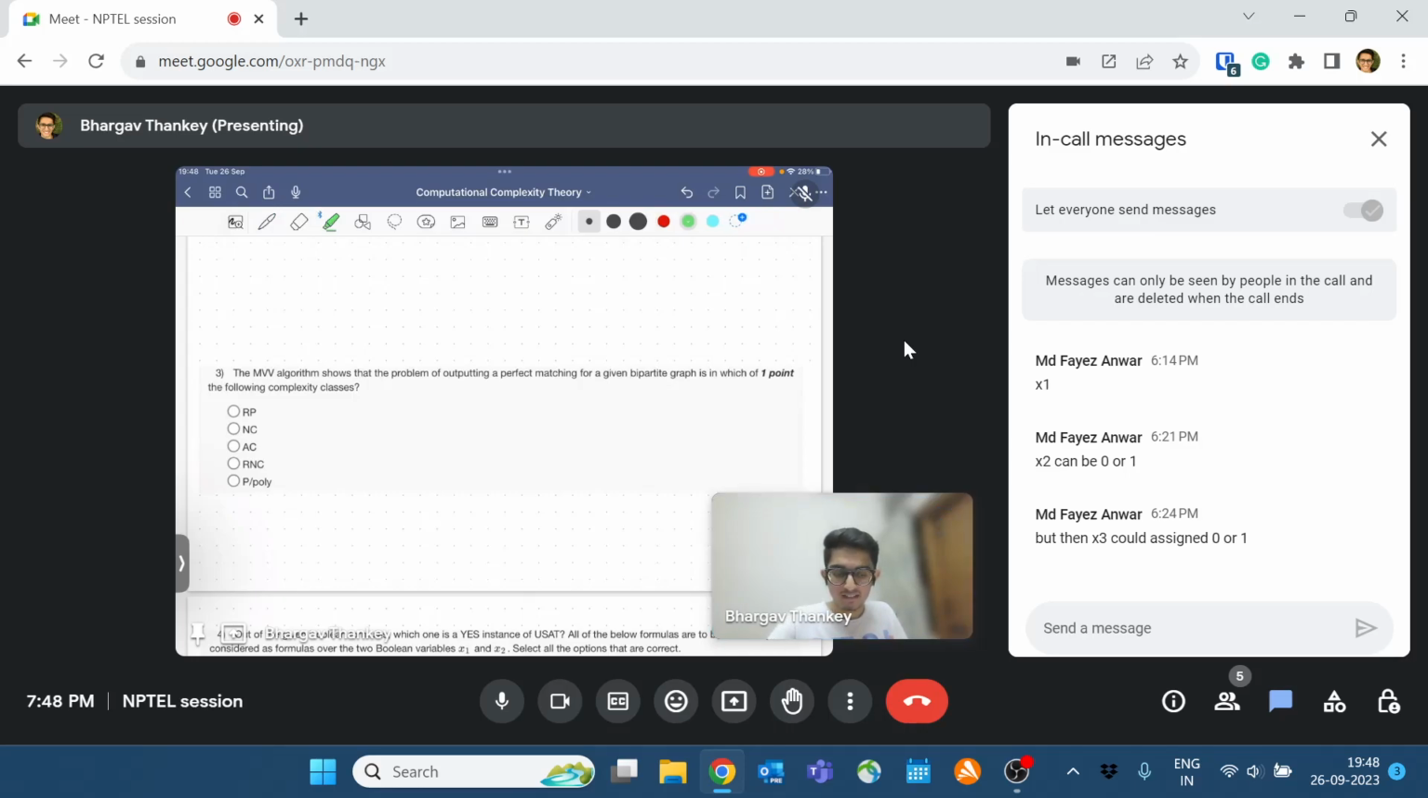So I've not gone through this MVV thing. Yeah, just now you told about this MVV. So it's RNC. In this NC, I know that we have multiple fannings at the end, right? What does this R here stand for?